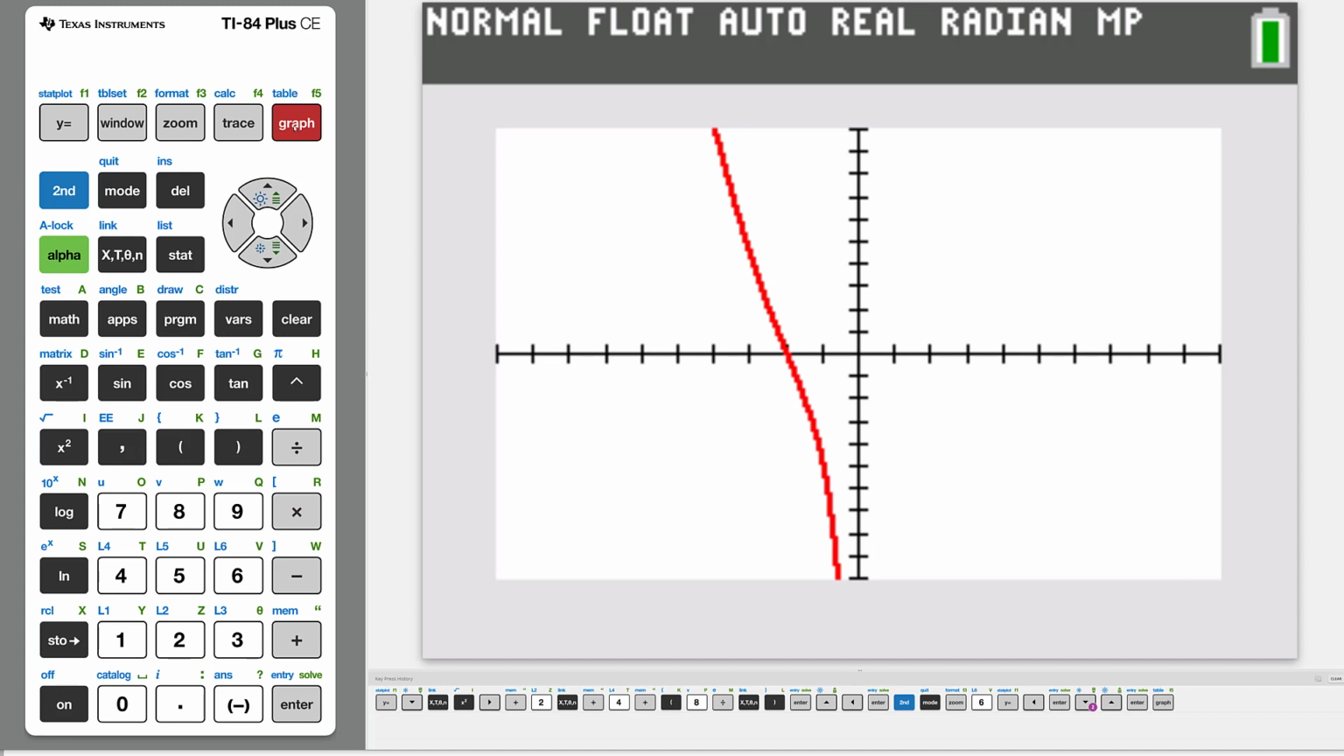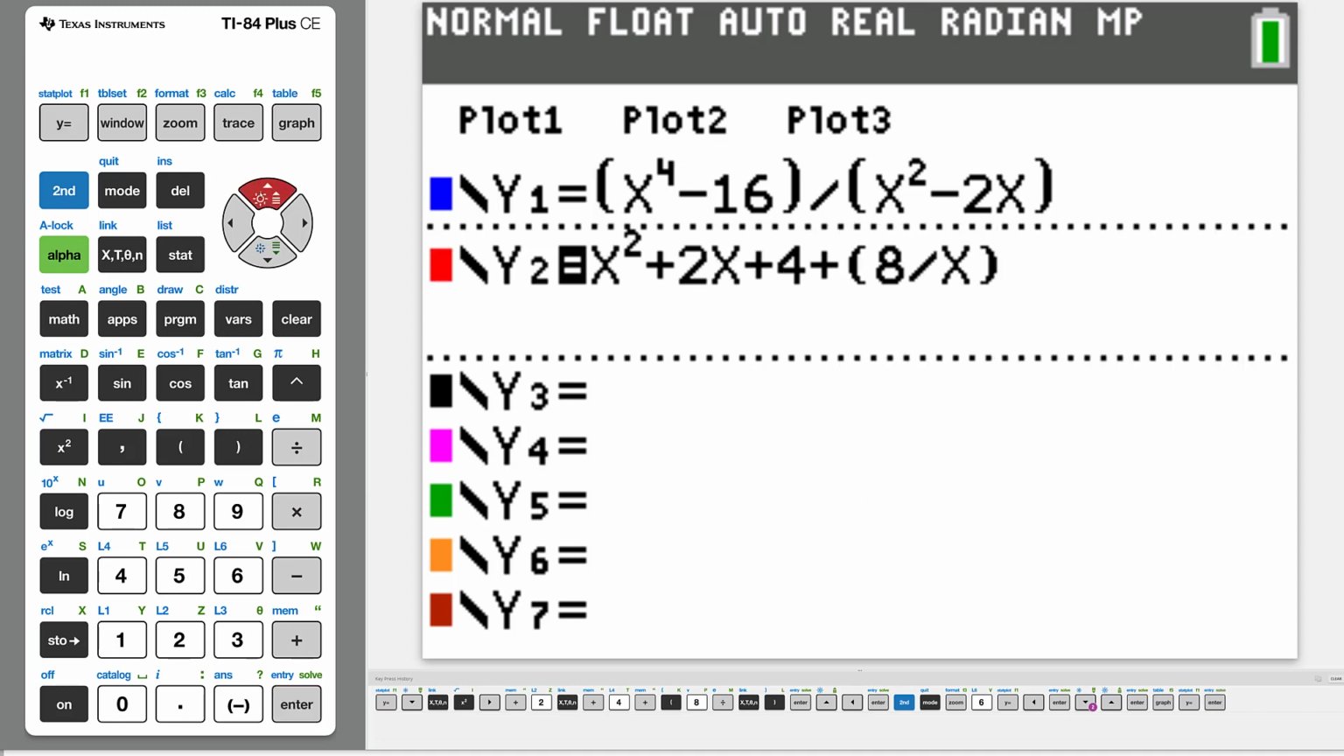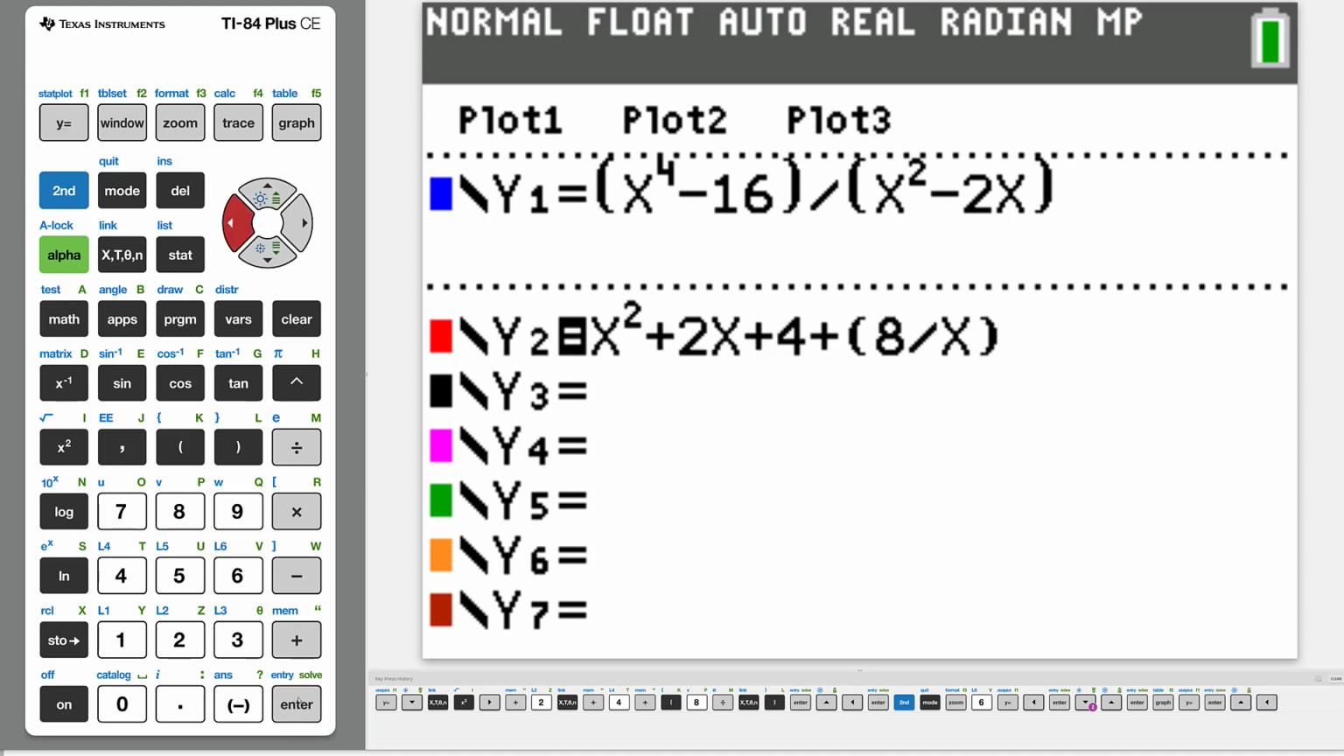So if we'd graphed them both at the same time simultaneously, you wouldn't have been able to see both of them, I think. So anyway, where does that slant asymptote come in? Let's go back and fix that so you can see how that works. So I have the original function there. I got to turn it back on. I forgot. Turn it on there.